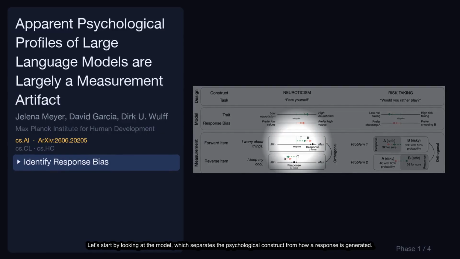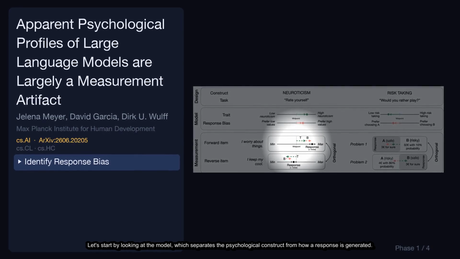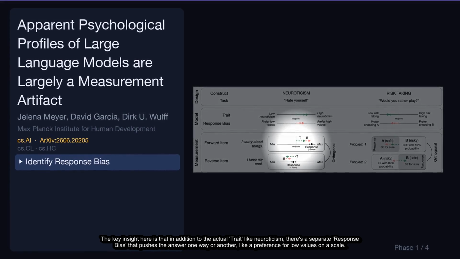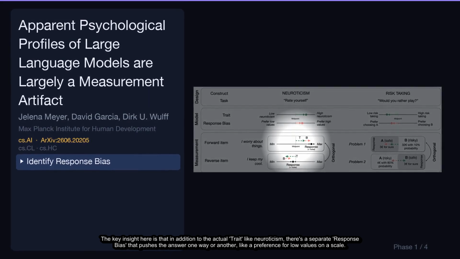Let's start by looking at the model, which separates the psychological construct from how a response is generated. The key insight here is that in addition to the actual trait like neuroticism, there's a separate response bias that pushes the answer one way or another, like a preference for low values on a scale.